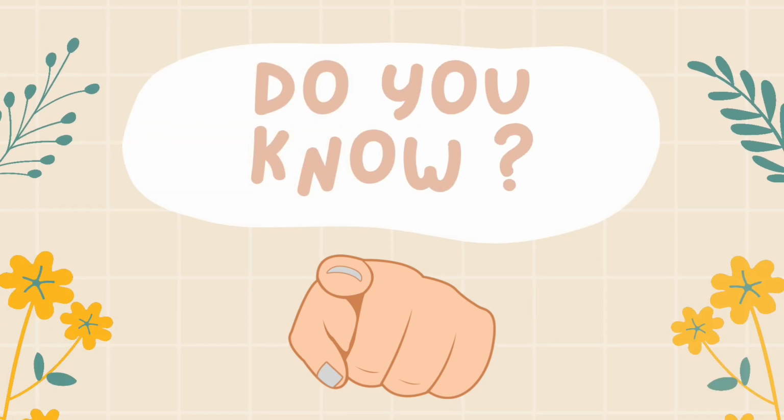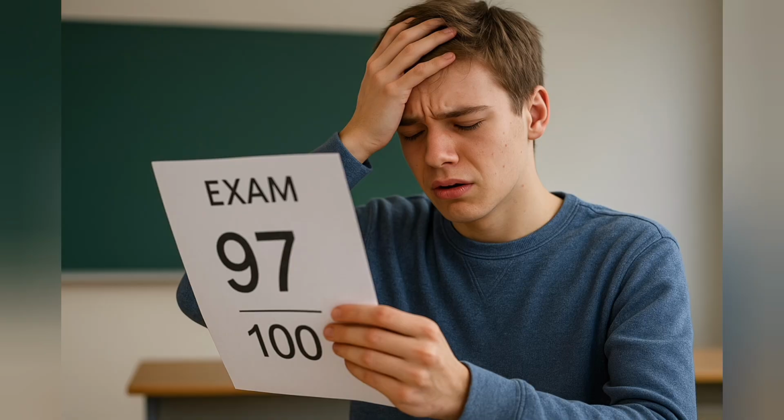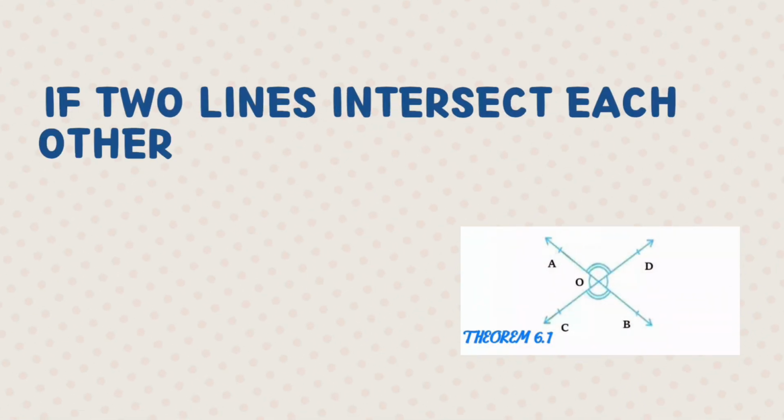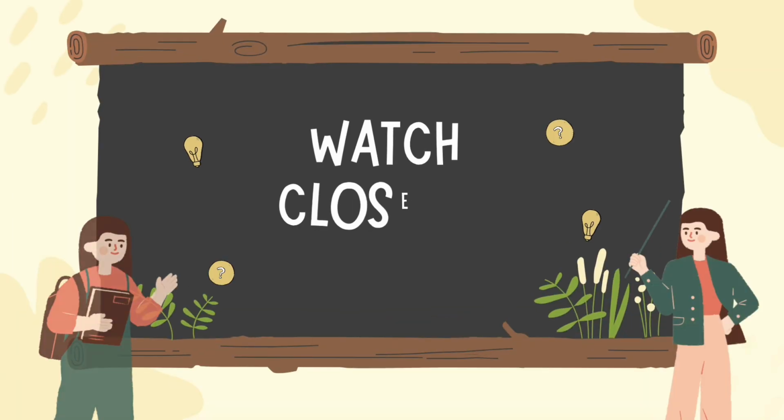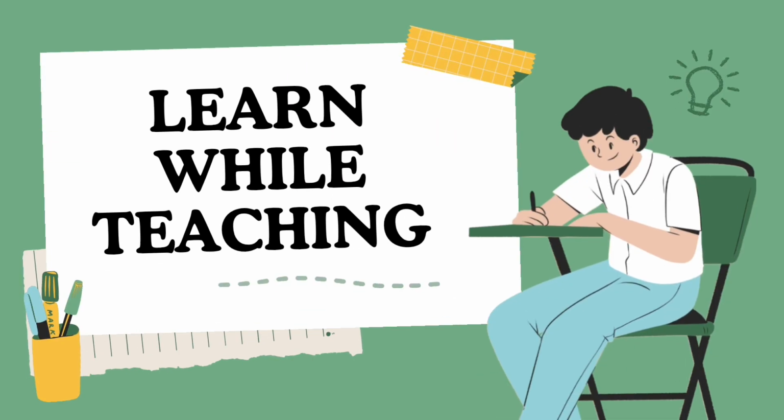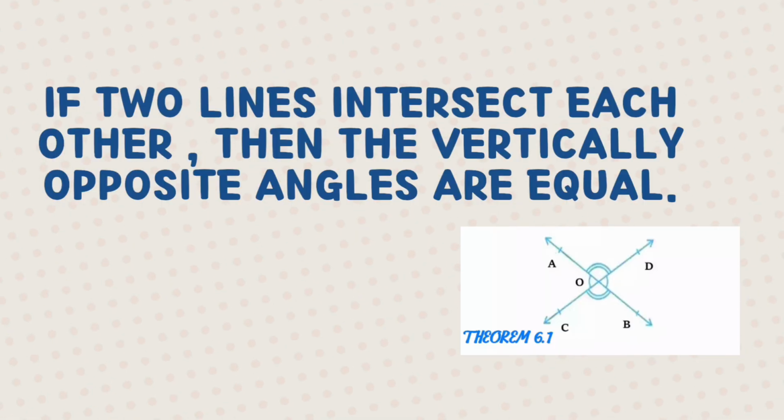Do you know why most students lose 3 to 4 marks in exam? It's not because they don't know math. It's because of Theorem 6.1, where small mistakes are made and full marks are gone. But watch closely. If you learn when I teach, you will never lose here again.